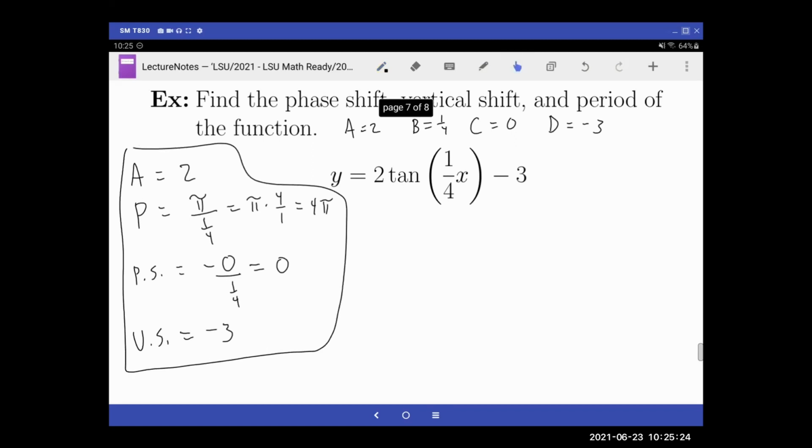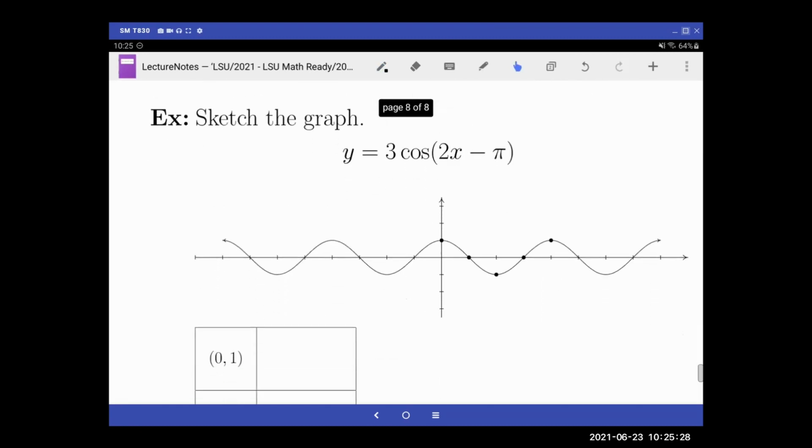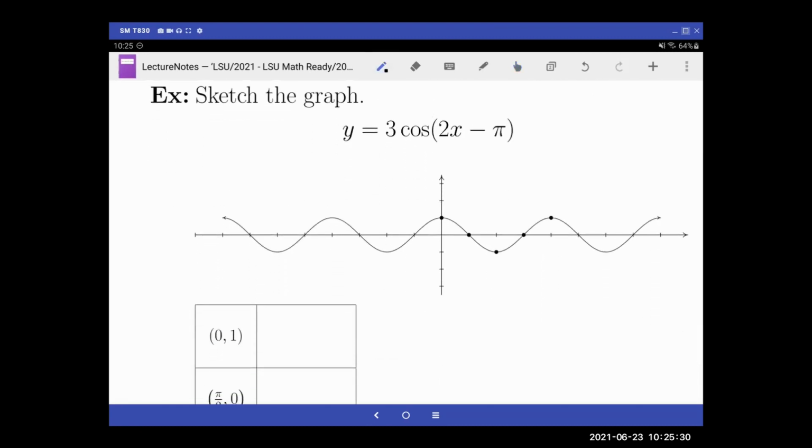Plug and chug, right? All right, the last problem we got to go over is to actually sketch the graph here. And here, I'm going to go over a process that we can use that'll let you sketch the graph. It works pretty much no matter how ugly the function is, okay?